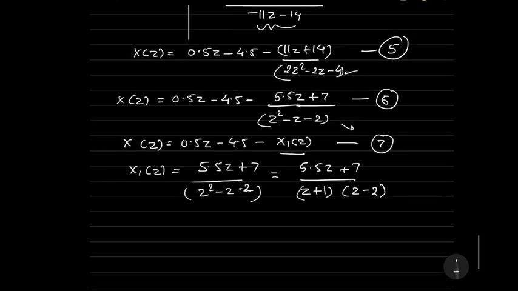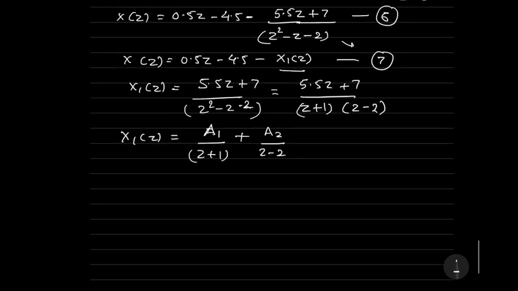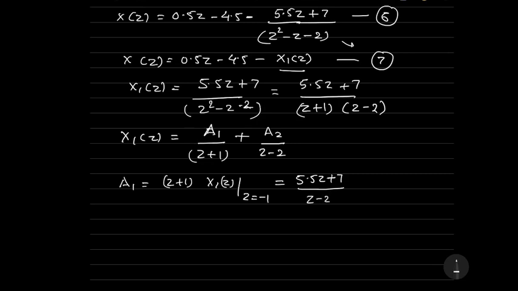Now doing partial fractions of this X1(z): A1/(z + 1) + A2/(z − 2). To find A1, multiply (z + 1) with X1(z) and set z equal to −1. We get (5.5z + 7)/(z − 2) remaining, as (z + 1) gets cancelled out, and setting z equal to −1, we get the result 0.5. Okay.